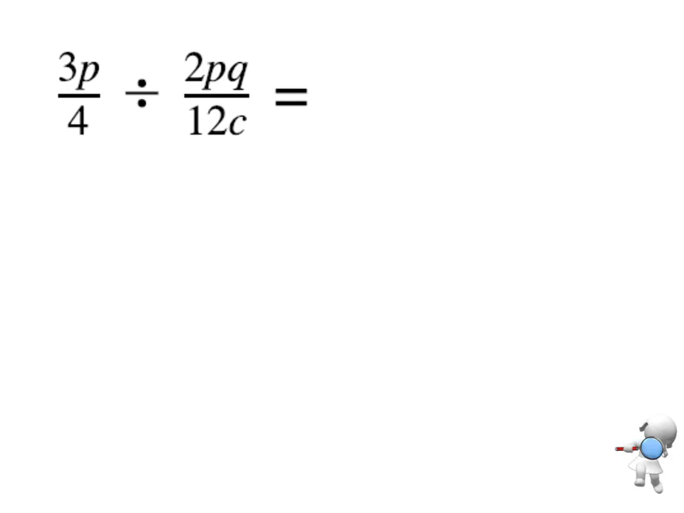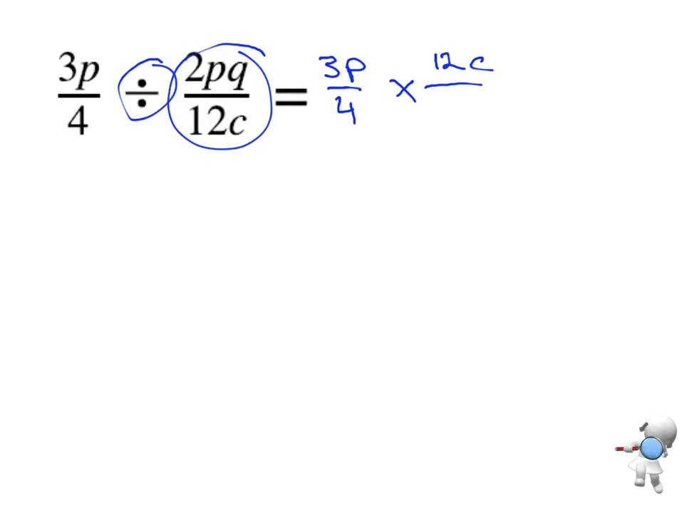Let's try this one. Exactly the same idea. I'm going to write down and leave the first fraction alone, 3p over 4. I'm going to change the division into a times, and then turn the other fraction upside down, 12c over 2pq. Now I can do that multiplication. 3 times 12 gives me 36, and I've got a c and a p on the top. On the bottom, 4 times 2 is 8, and I've got a p and a q.